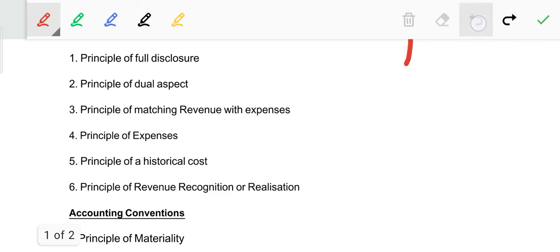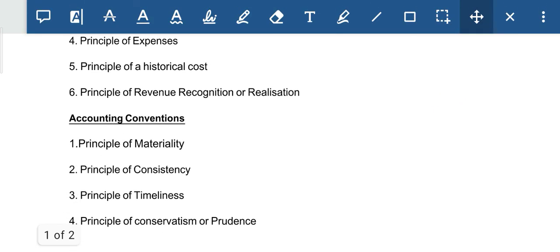Now next one is accounting conventions. This is our last type of the accounting principle. These are also called modifying principles, which means these can be modified according to the nature, size or condition of the business. So first one is principle of materiality.